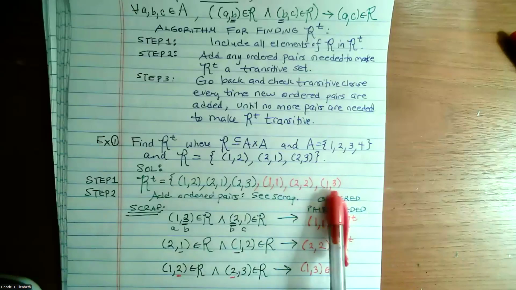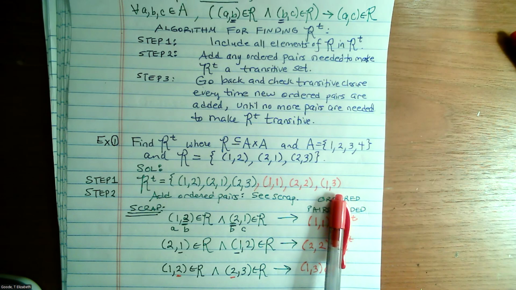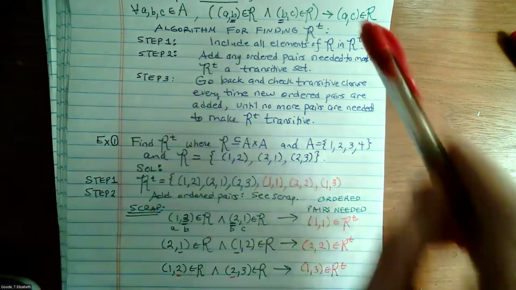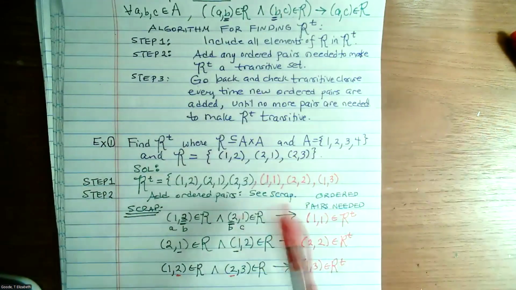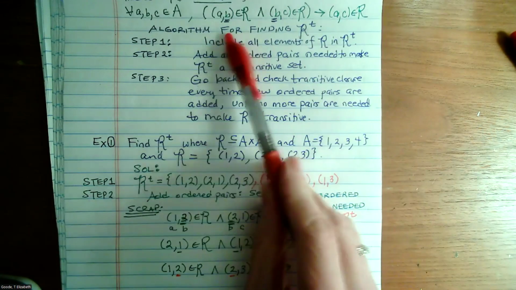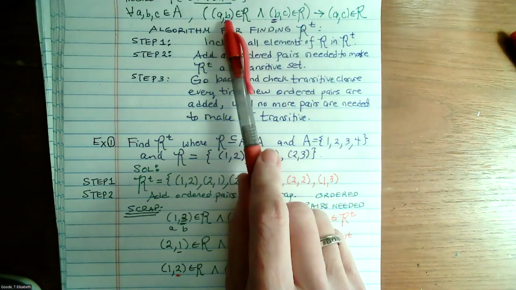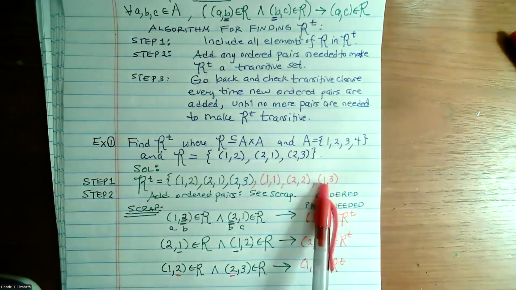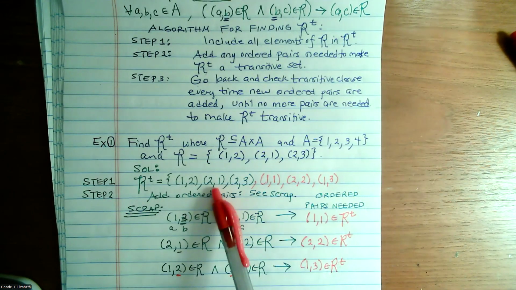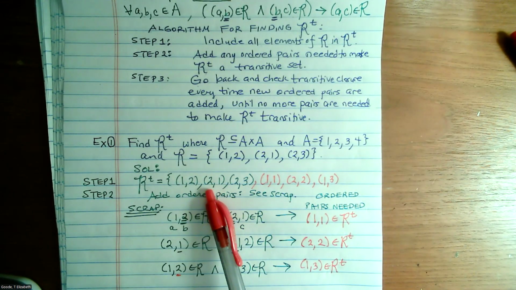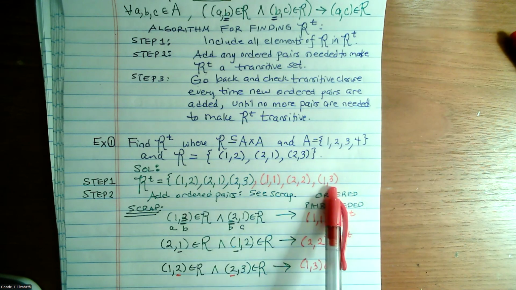Now, every time we add new ordered pairs, there is the possibility of needing an (A, C), right? Because we have the possibility of satisfying this hypothesis every time we add another (A, B) or (B, C), because these can serve as either (A, B) or (B, C). So you might have noticed, hey, (2, 1) is in there and (1, 3) is in there.